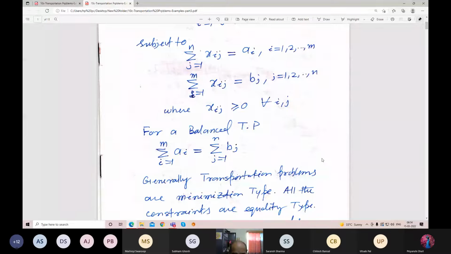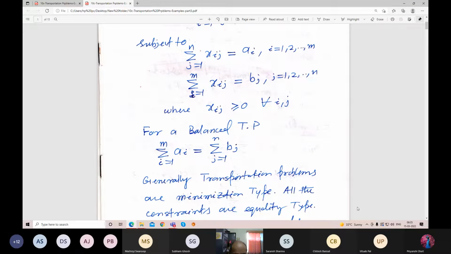This transportation problem, we say it is balanced if the sum over i varies from 1 to m of ai, that is, the amounts of the product available at the factory, equals the sum of the demands, that is, the sum over j varies from 1 to n of bj. If they are equal, then the problem is called balanced. If the problem is unbalanced, we can make it balanced. Sometimes we add a fictitious source, or sometimes we add a fictitious destination. But generally, the problem is given as balanced. So we'll solve a balanced transportation problem.